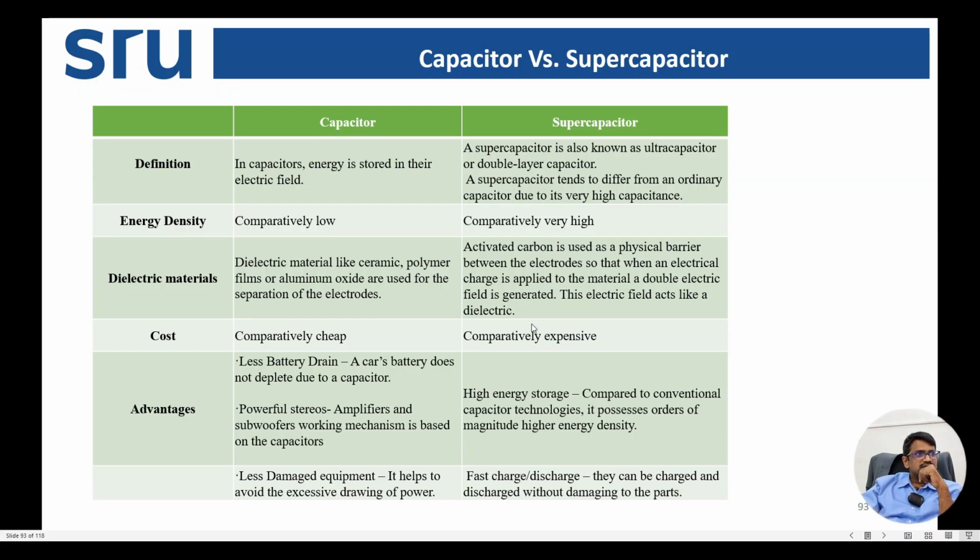Right. So here you can see the differences between capacitor and supercapacitor. I will give you some time. You can go through this table, so that before I tell you, you can get an idea. So just go through this table.